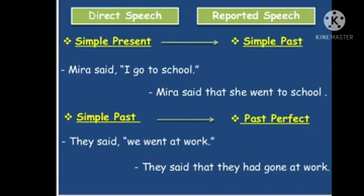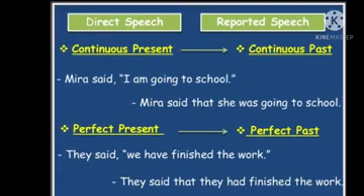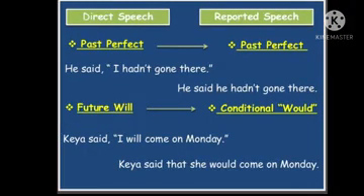If the direct speech is in simple present, in reported speech it will change into simple past. Simple past will change into past perfect. You can go through the examples; if I explain them all, it will become a very lengthy video. Present continuous will change into past continuous. Present perfect will change into past perfect. Past perfect will remain the same. And will will change into would.